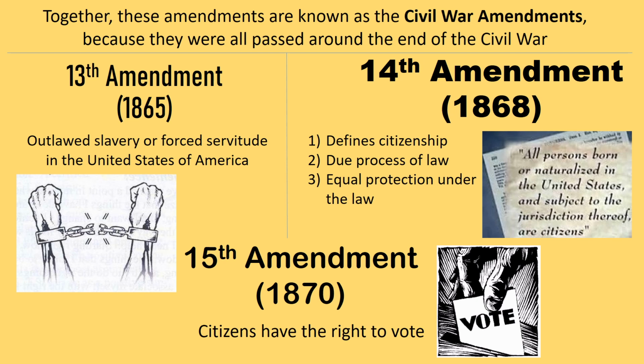The 14th Amendment, passed 3 years later in 1868, does three things. It defines citizenship. It says all persons born or naturalized in the United States are citizens. And so, technically, all the African Americans who were not considered citizens before the Civil War are now considered citizens. They are free, no more slavery, and now they're considered citizens.